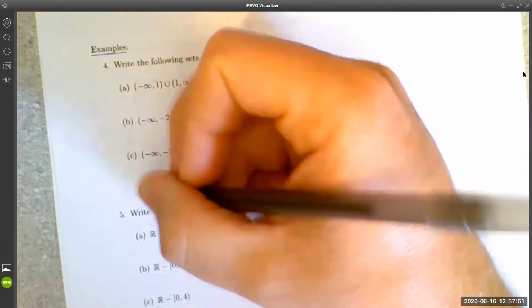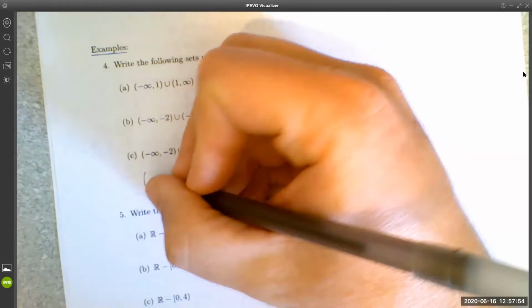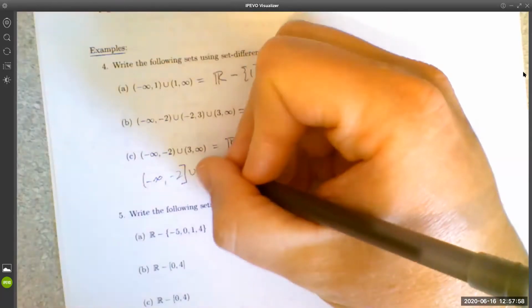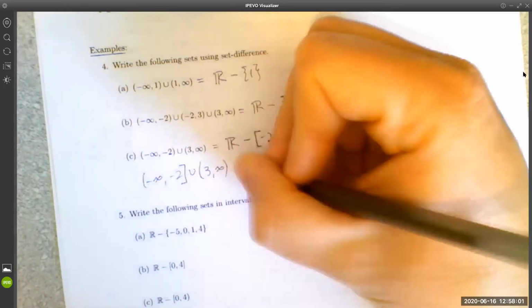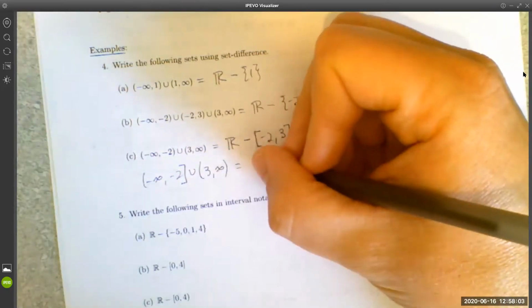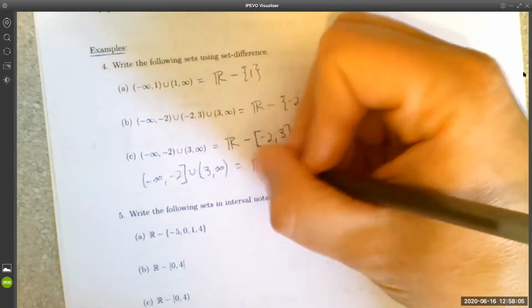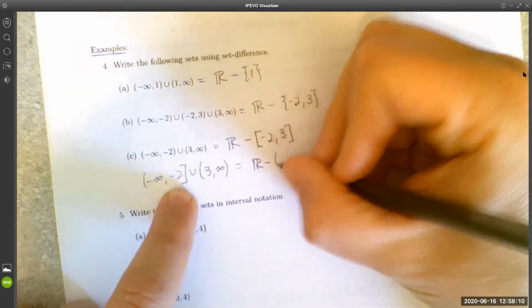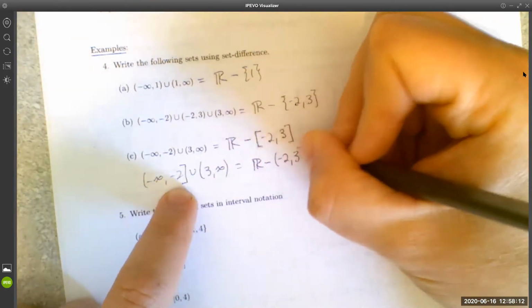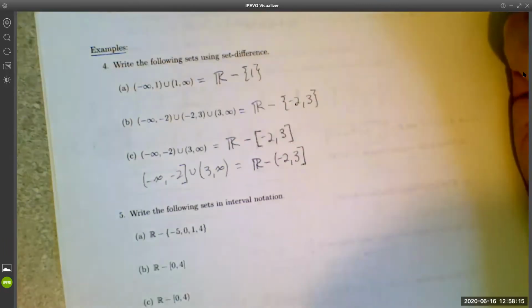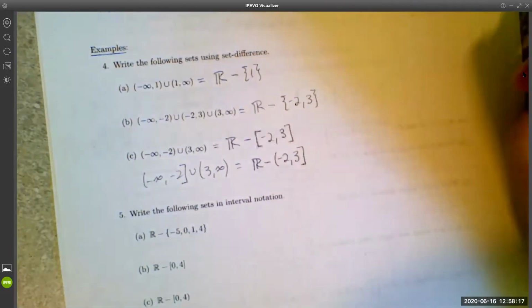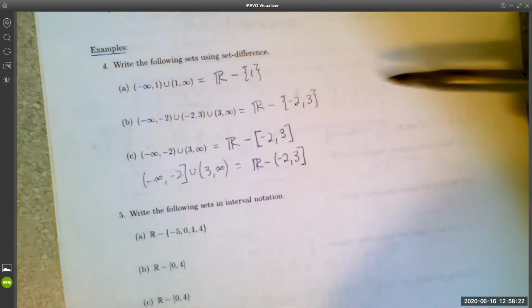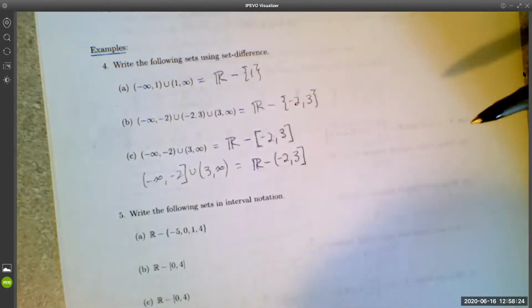So to give you just another example, if I wanted to do -infinity to -2, including the -2, union 3 to infinity, well then in using set difference, we would write this as R minus. This time I don't want to get rid of the -2, right? I don't want to get rid of the -2, but I do still want to get rid of the 3, right? So I'd write it that way.